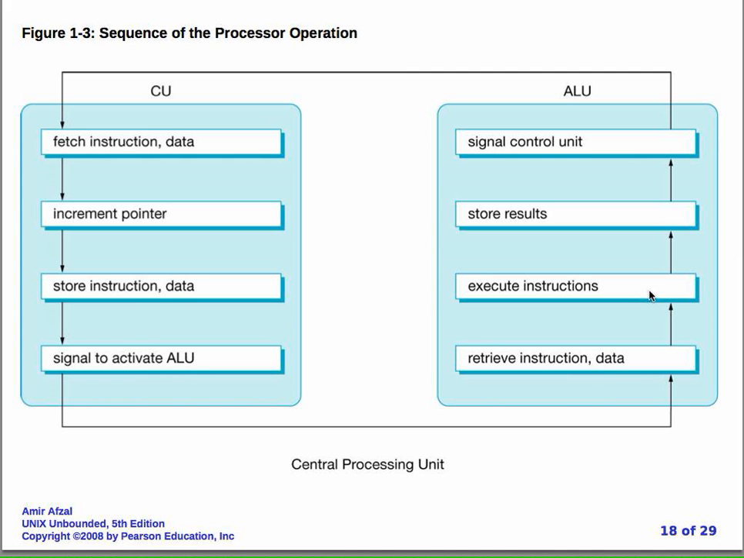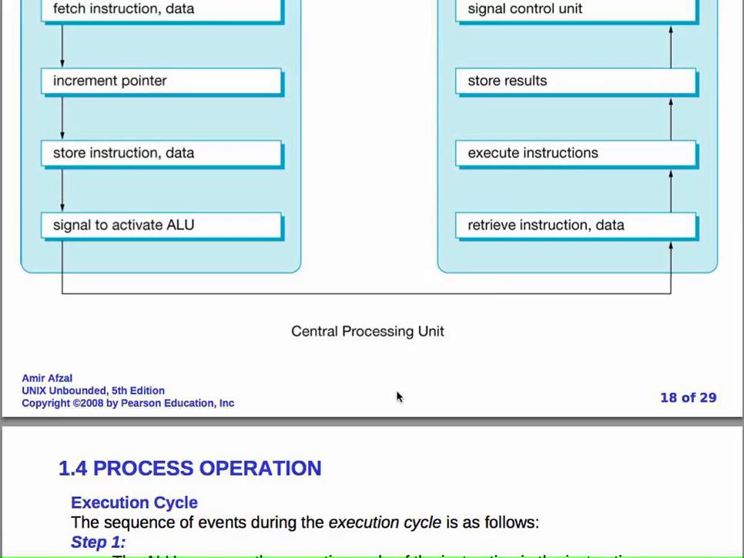That's what arithmetic logic units do: addition, subtraction, multiplication, division, too. And then the ALU will store the results and tell the control unit, okay, I'm done, go on and fetch the next instruction, and so on. So this cycle keeps going about 3 billion at a time, 3 billion in every second.